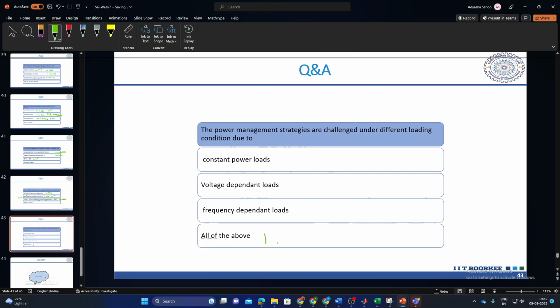Then the power management strategies are challenged under different loading conditions due to constant power loads, voltage dependent loads, frequency dependent loads, or all of the above. All, ma'am, all. Okay, we got one all. Anyone else?